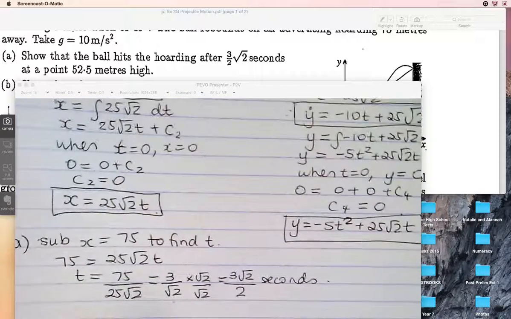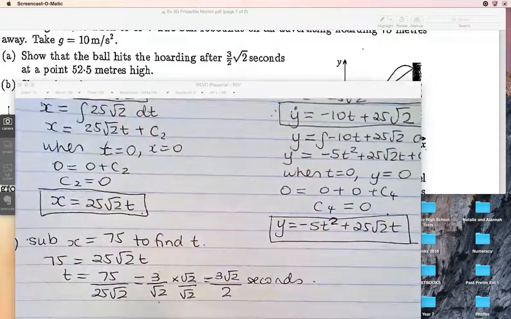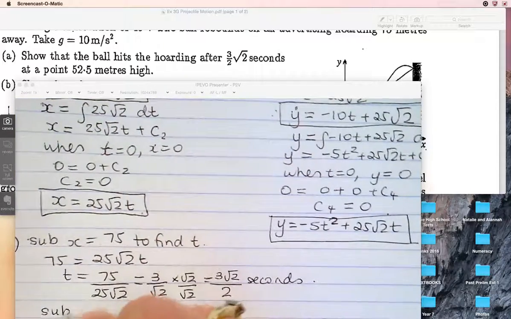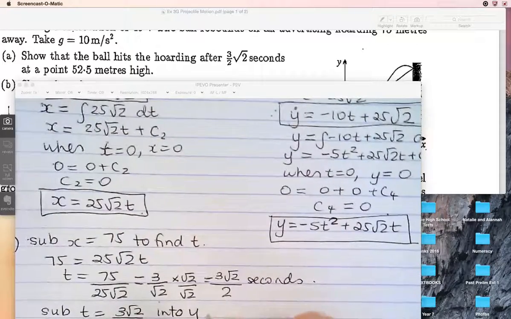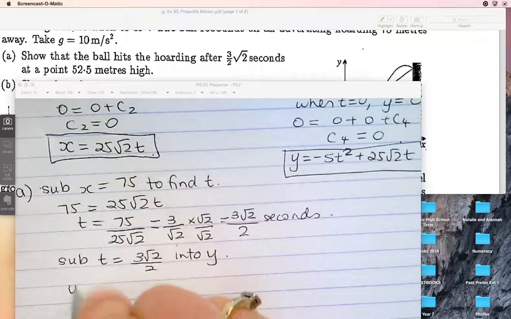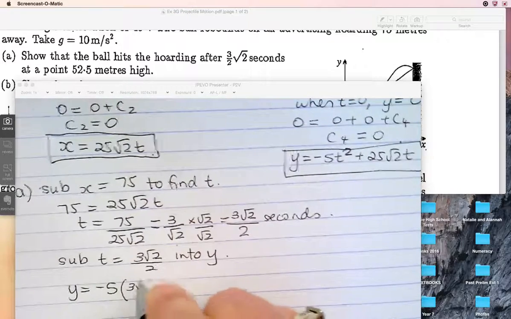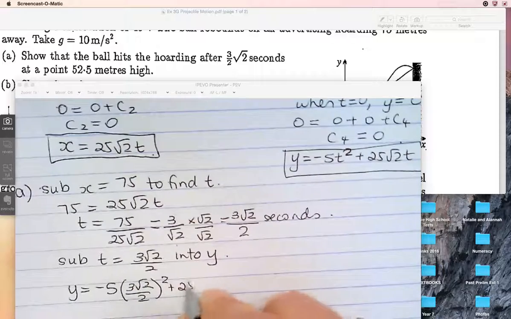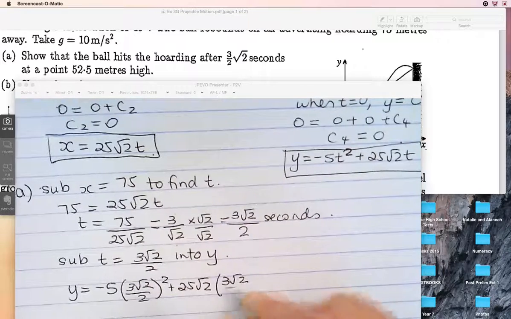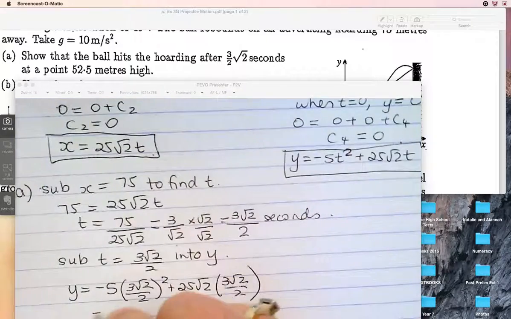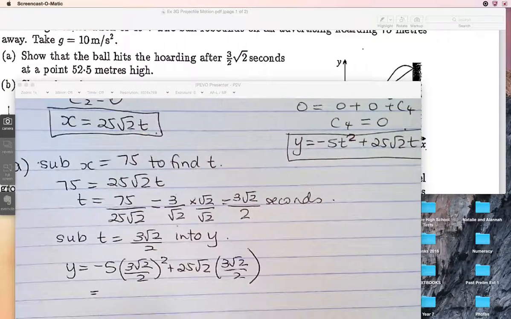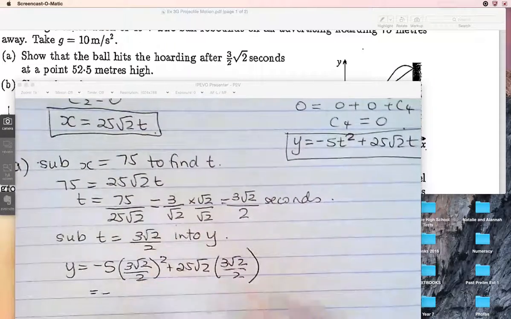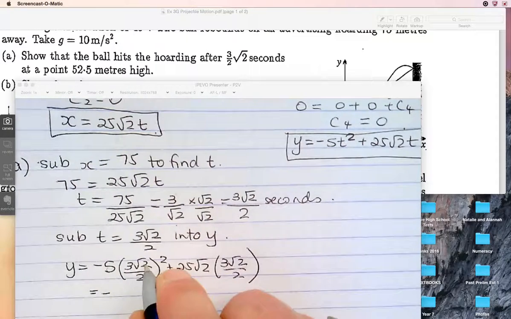But we still haven't worked out how high it hits. What do we do now? Sub that into y. So sub t equals 3 root 2 on 2 into the y equation. And we get y equals negative 5 times (3 root 2 on 2) squared plus 25 root 2 times 3 root 2 on 2. Girls, I wouldn't be doing this on my calculator. You're going to need exact values.